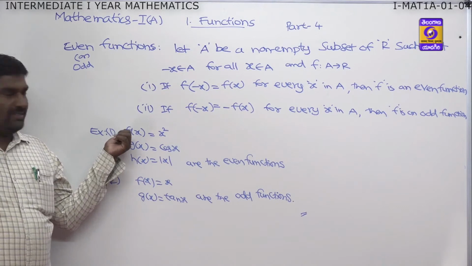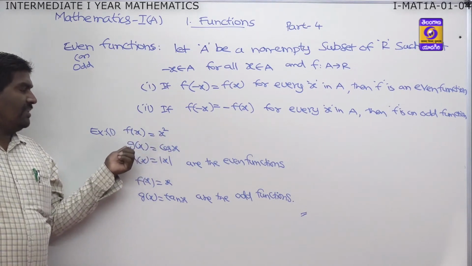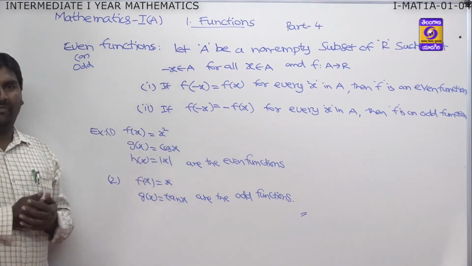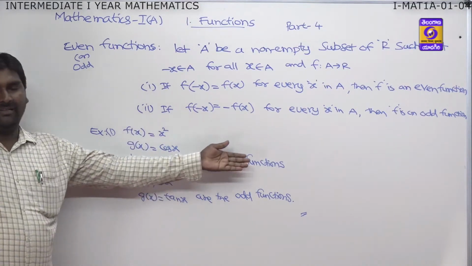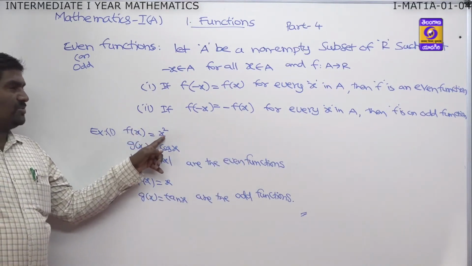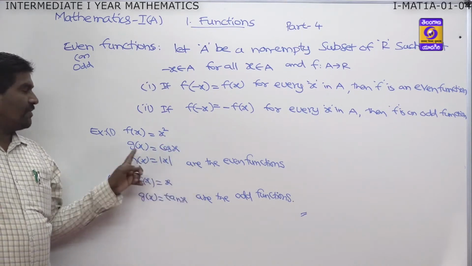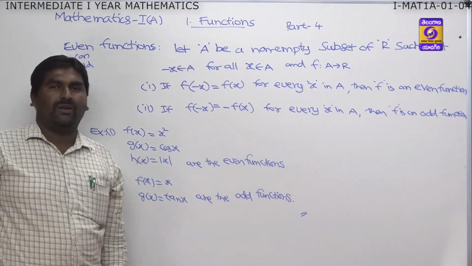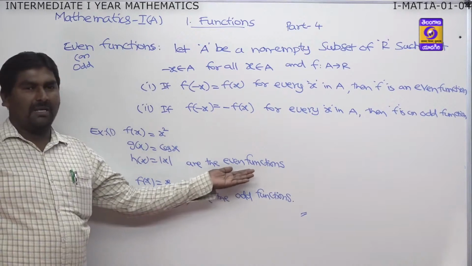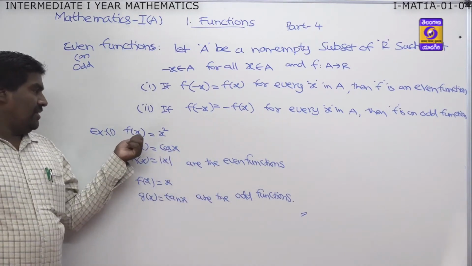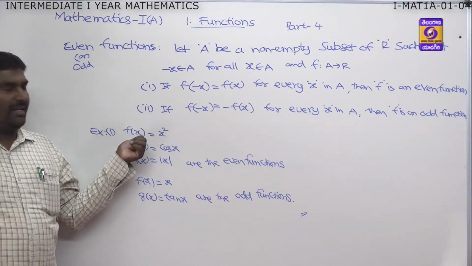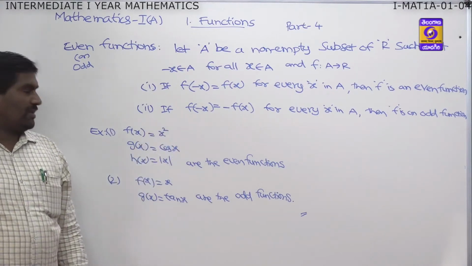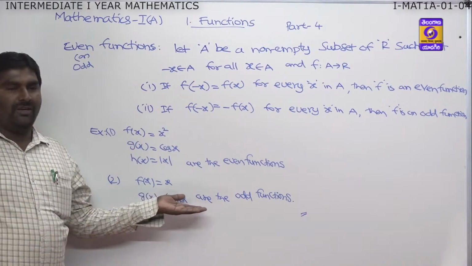If you define f of x is equals to x square, or another function g of x is equals to cos x, one more h of x is equals to modulus value of x. These three functions are clearly even functions. f of x is equals to x square గా నిర్వచించబడిన ప్రమేయము, g of x is equals to cos of x గా నిర్వచించబడిన ప్రమేయము, h of x is equals to modulus value of x గా నిర్వచించబడినటువంటి ప్రమేయాలు సరి ప్రమేయాలు అవుతాయి. If you substitute minus x here, f of minus x is equals to minus x whole square, that is plus x square.